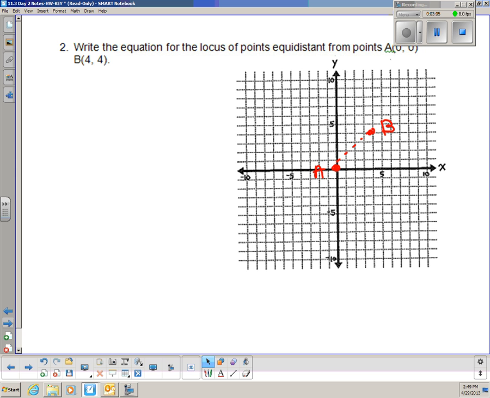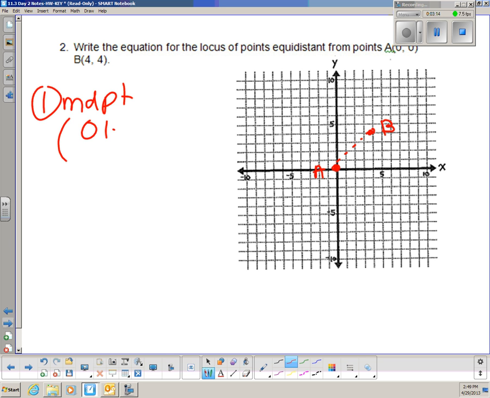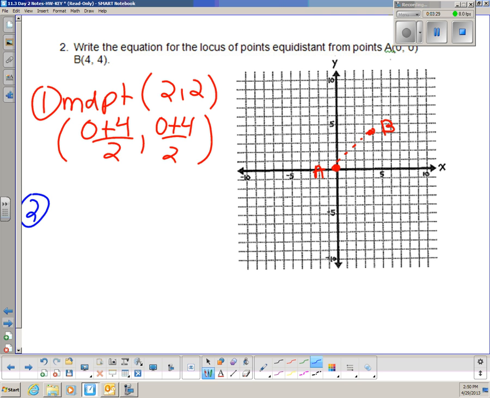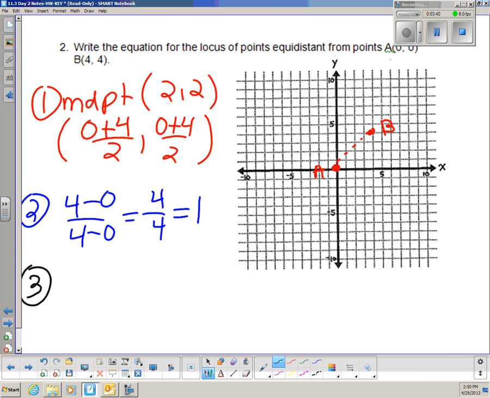So in order to do that, the first thing we have to do is find the midpoint of those 2 points. If we look for the midpoint, we're going to get 0 plus 4 over 2, 0 plus 4 over 2. Midpoint ends up becoming 2, 2. If we find the slope, given those 2 original points A and B, then we're going to do 4 minus 0 over 4 minus 0, which is 4 over 4, which is 1. If we find the slope of a line that's perpendicular to the one that has a slope of 1, we know the perpendicular slope is negative 1.